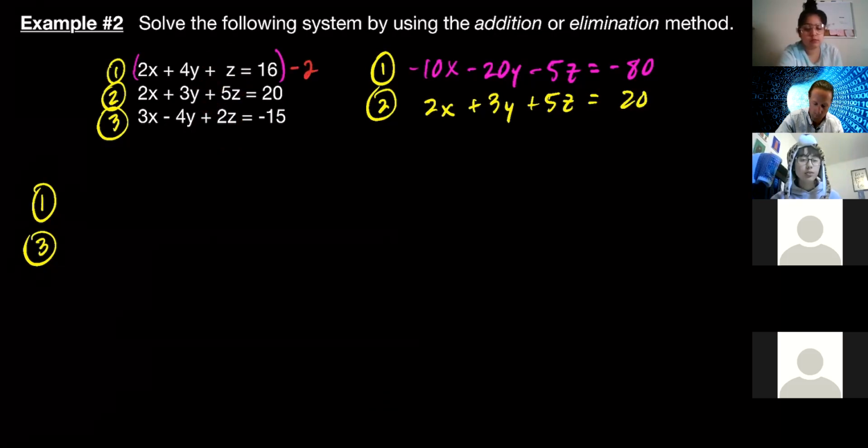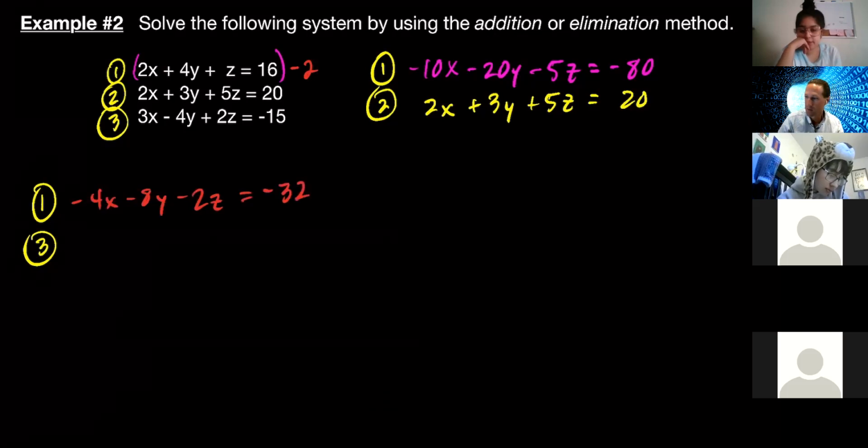Negative 2, but again, to all of it. So that's going to give me a negative 4x, negative 8y, 2z, and 32. Which means, again, I don't have to touch equation 3. I'll write it down as is.